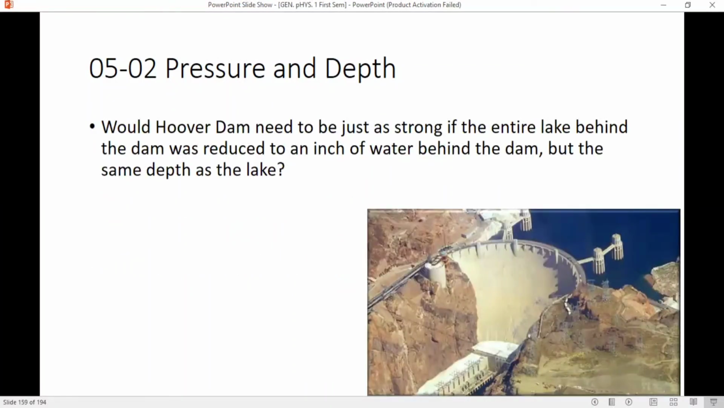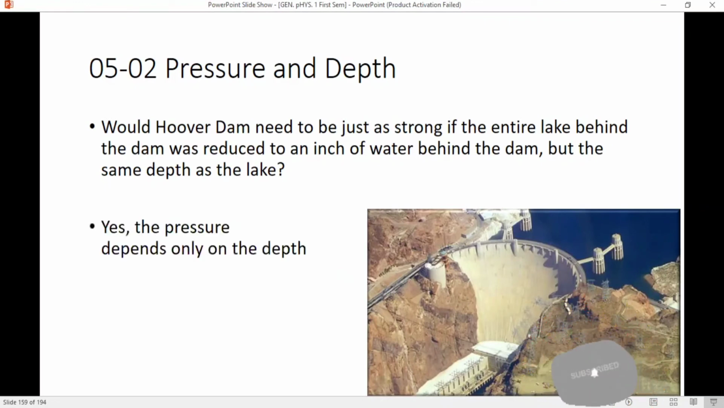Now, would Hoover Dam need to be just as strong if the entire lake behind the dam was reduced to an inch of water behind the dam, but same depth as the lake? Probably yes. The pressure depends only on the depth. Okay, so much for pressure and depth.